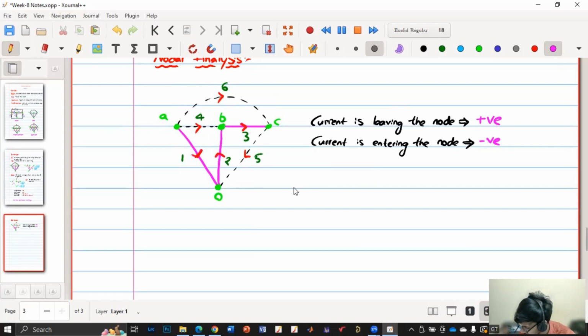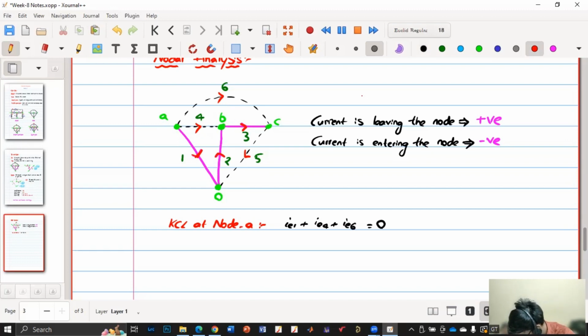So first we will draw KCL at node A. So can you tell me what will be the equation at node A using this convention? So the currents are IE4, IE1, IE6. Sir, I1 plus I4 plus I6 is equal to 0. Yes, yes. So all are positive. So it is IE1 plus IE4 plus IE6 is equals to 0.